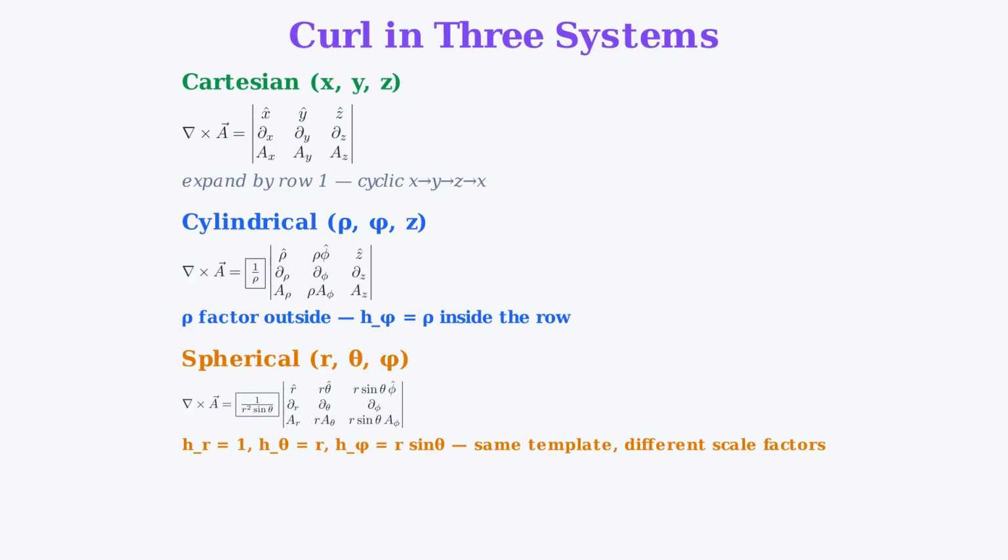In spherical, the same template gives the radial unit vector with 1 over r squared sine theta out front, the theta term with 1 over r sine theta, the phi term with 1 over r. We will not memorize each line, we will look it up and apply it. What you should remember is the cyclic pattern x to y to z, the determinant structure, and the rule that wherever a length factor sits in the volume element, it sits inside the curl too.